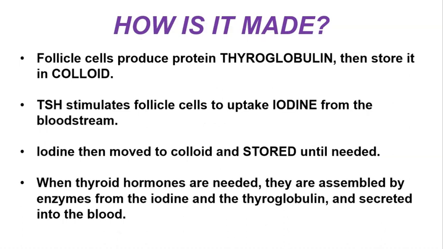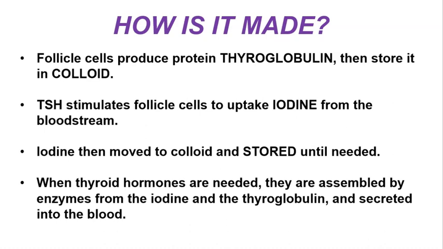How is thyroid hormone made? The hormone requires 2 important pieces. The first is a protein that's called thyroglobulin, and the second is a mineral called iodine. The follicle cells of the thyroid gland produce the thyroglobulin protein, and then they secrete it into the colloid, and there it is stored until it is needed.